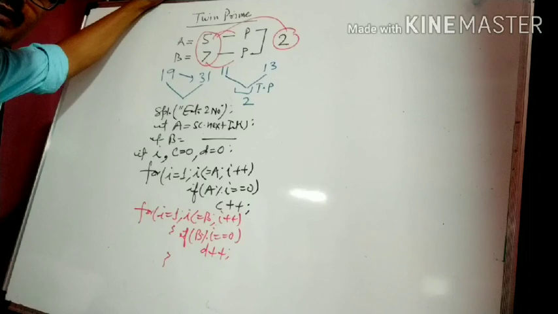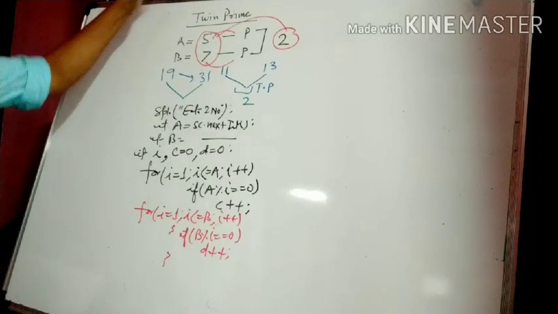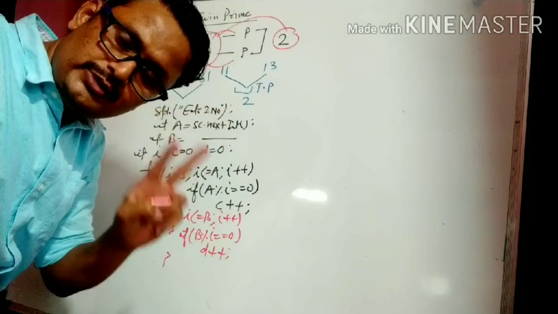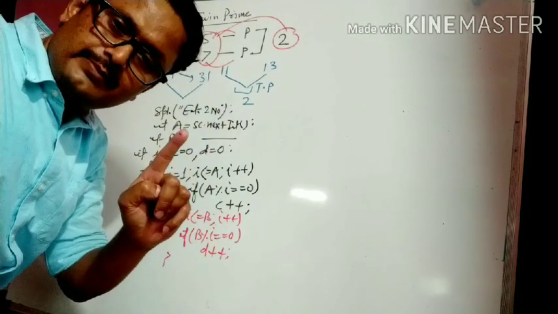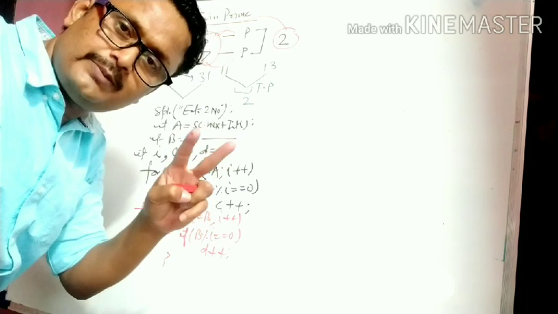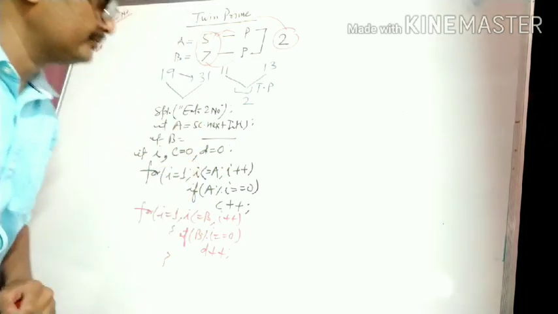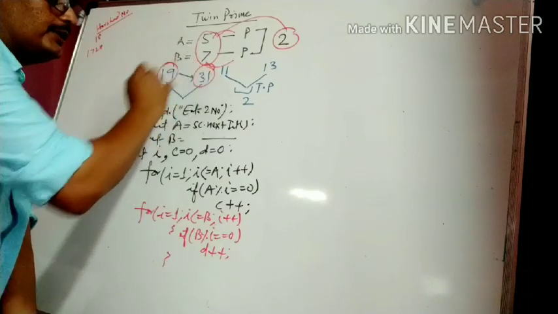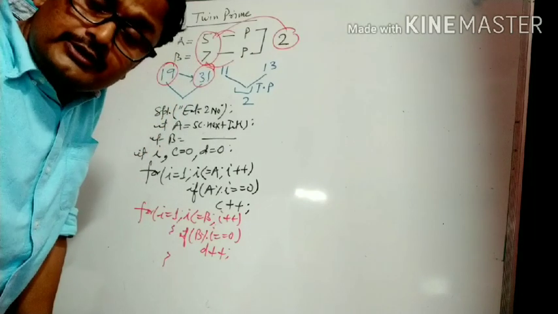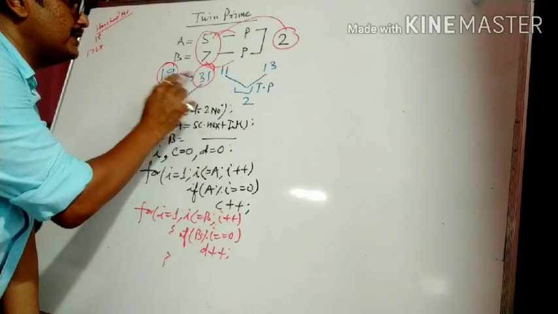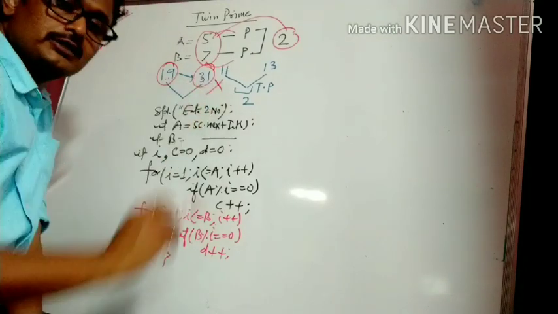T-W-I-N, twin prime. So what is twin prime? When you input two numbers, the first number must be prime, the second number must be prime, and the difference between both the numbers will be 2. For example, suppose two numbers are 19 and 31. Both the numbers are prime, but the difference is not 2, so that is not a twin prime.